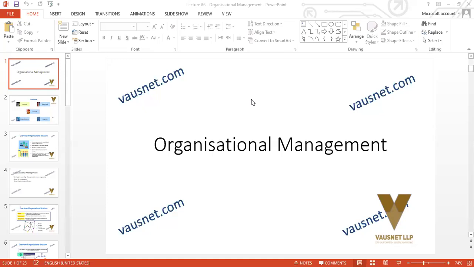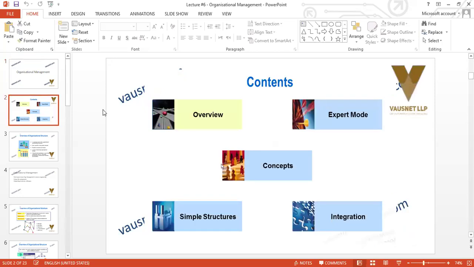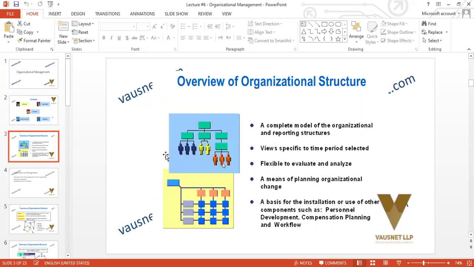Okay, today we discuss organizational management and what components actually go into organizational management and what are the concepts. So, organizational management and structure in SAP HCM basically analyzes how structures are formed.